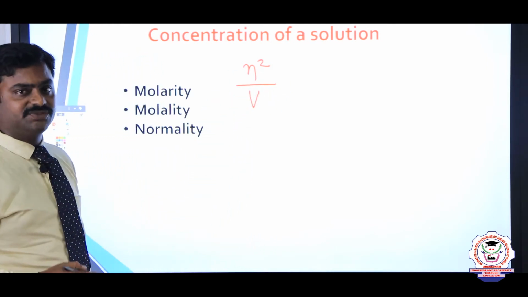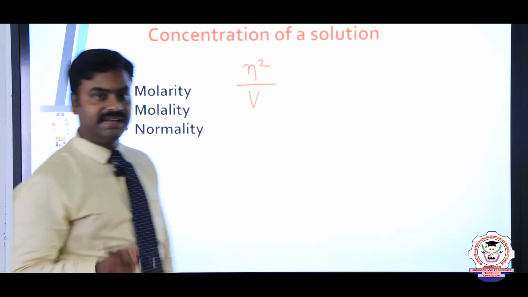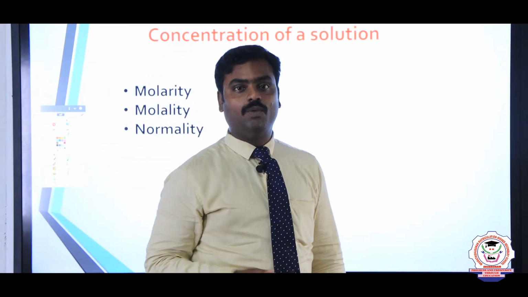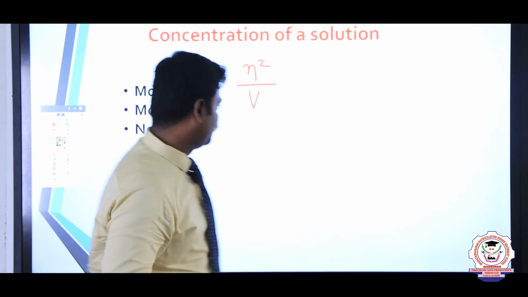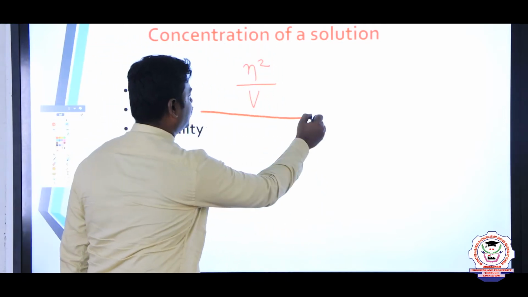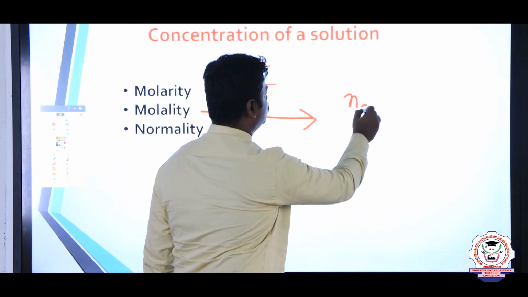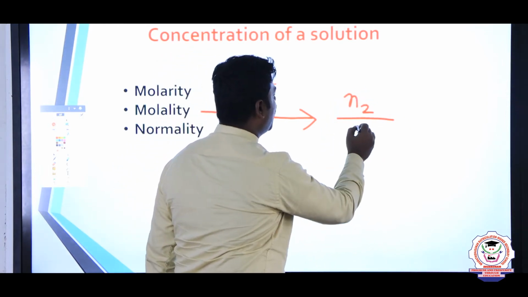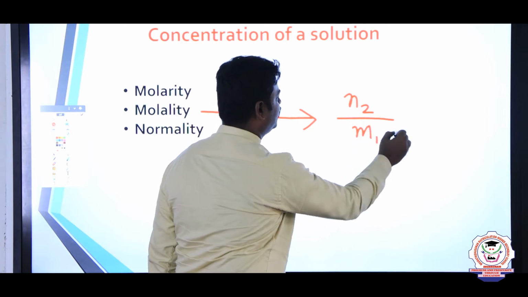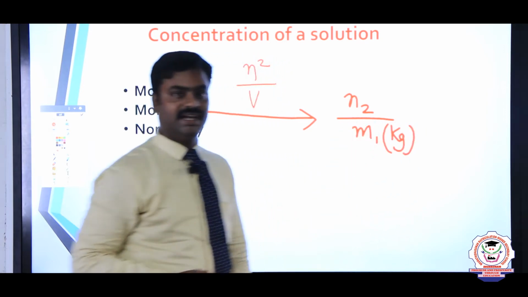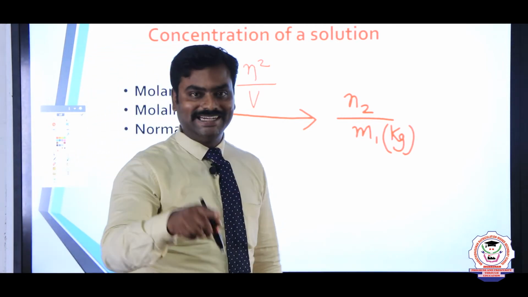Whereas for molality, the definition is the number of moles of solute in 1 kilogram of solvent. So the molality formula is n2 by mass m1 in kilogram. So this is the expression for molality.